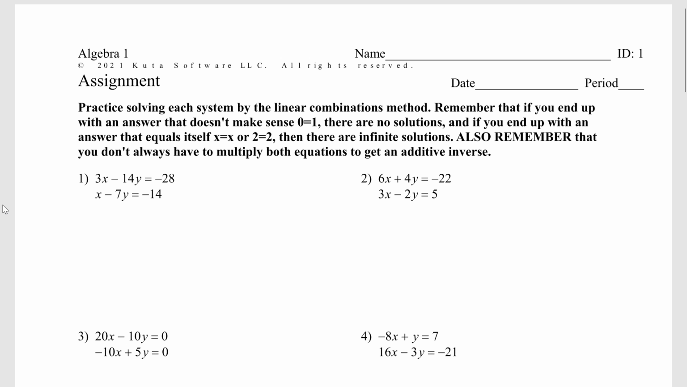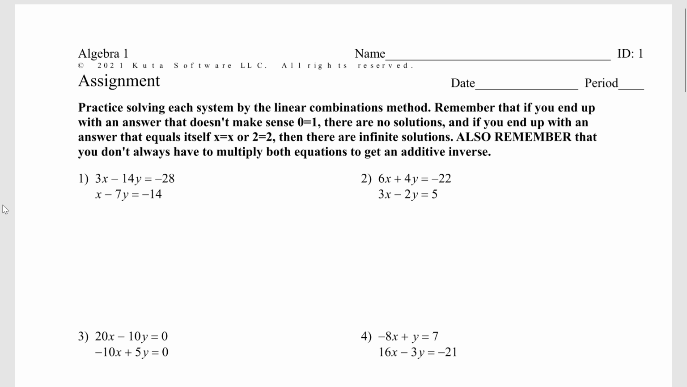Remember that if you end up with an answer that doesn't make sense, for example, some number that doesn't equal the other number, like 0 equals 1, then there are no solutions. And if you end up with an answer that equals itself, for example, x equals x, or some number equals the same number, like 2 equals 2, then there are infinite solutions.